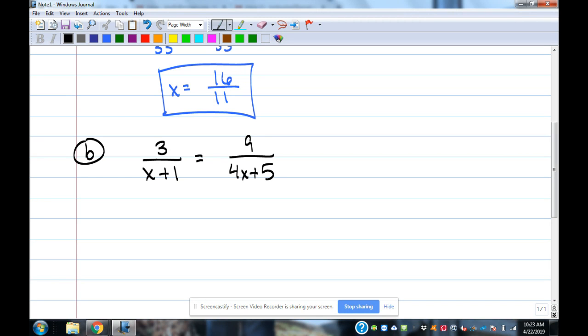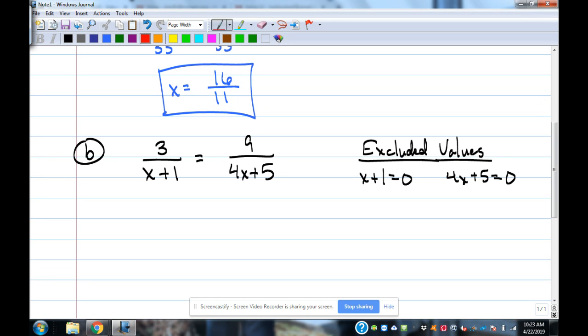And if it's a proportion like this, where you have a fraction on each side, the easiest thing to do to get your excluded values is just set those denominators equal to 0 and solve. So x plus 1 equals 0, 4x plus 5 equals 0. And just solve them. So we know x can't be -1. We know x cannot be -5/4. If we get one of those as an answer when we solve this, we know we throw it out.